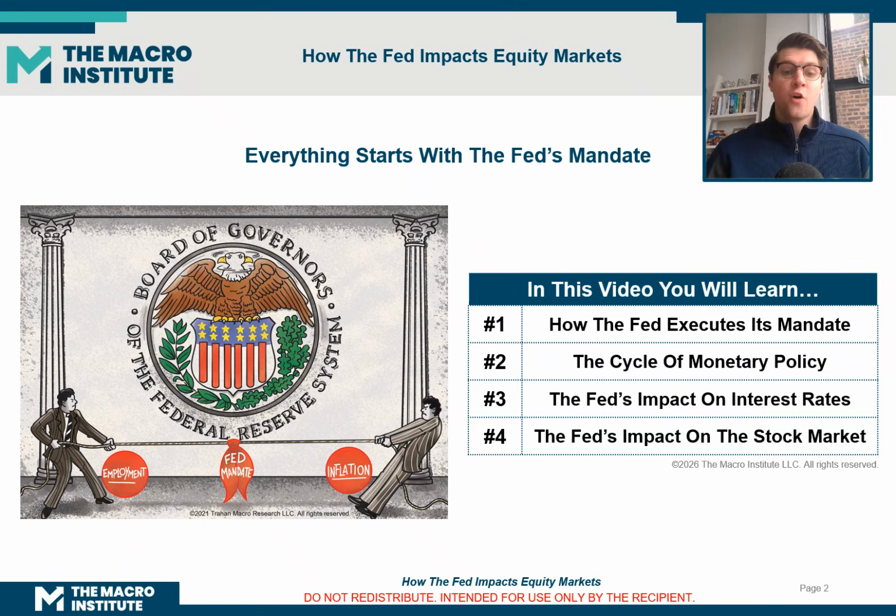A lot of you probably know, but the Fed has a mandate. It is often called a dual mandate because they're worried about two things. They want to keep the economy as close to full employment as possible, and they want to keep stable price increases. So they're looking to target an inflation rate of 2%.